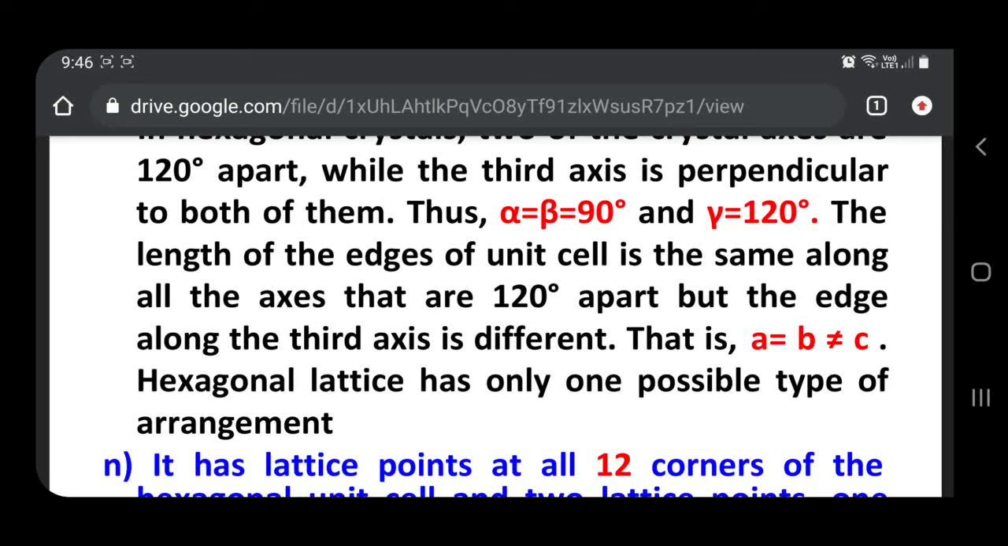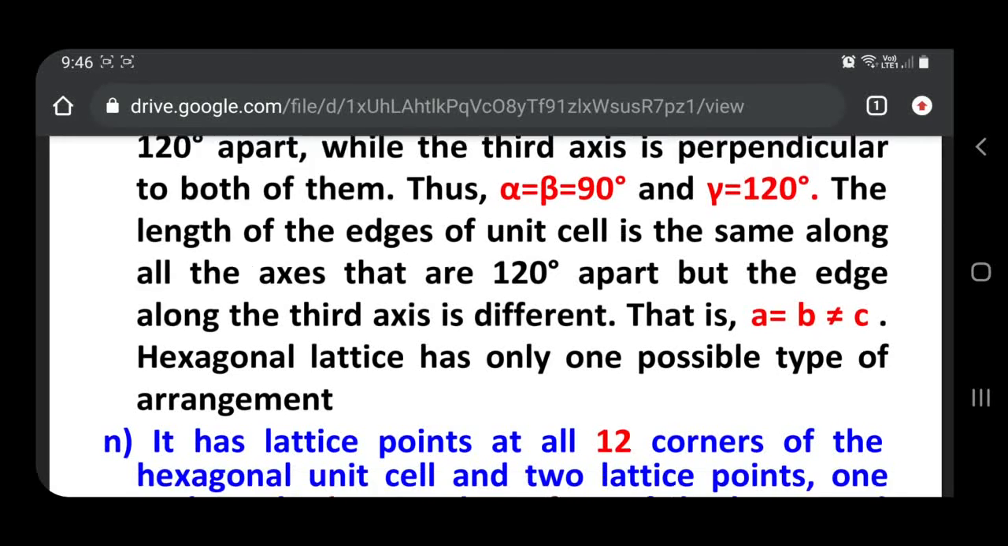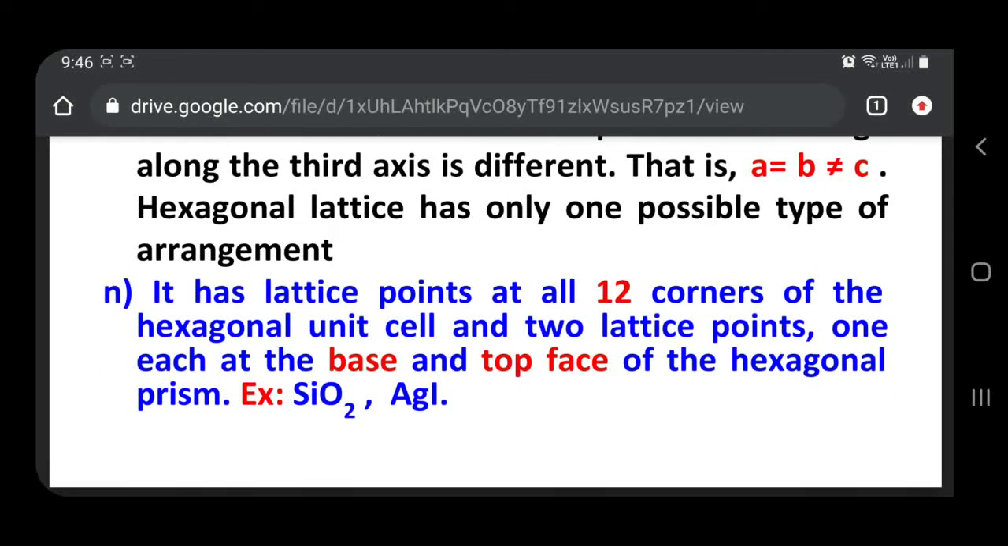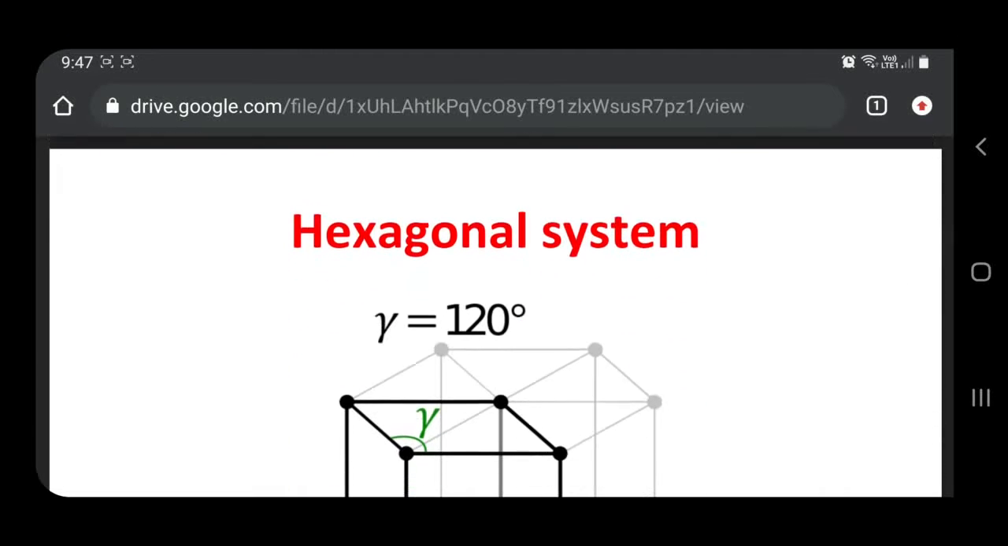So the hexagonal lattice has only one possible type of arrangement, which is: it has lattice points at all 12 corners of a hexagonal unit cell, and two lattice points, one each at the base and at the top face of a hexagonal prism. We call this a hexagonal prism also. And the examples are SiO2, silicon dioxide, and AgI, that is silver iodide, that is hexagonal crystal system.